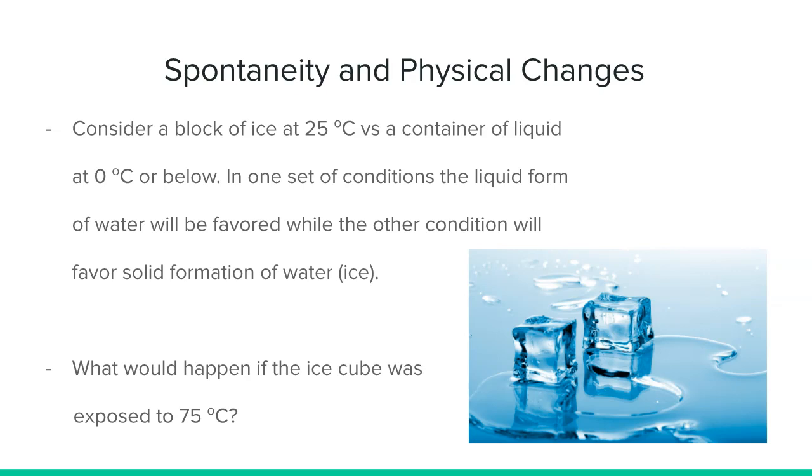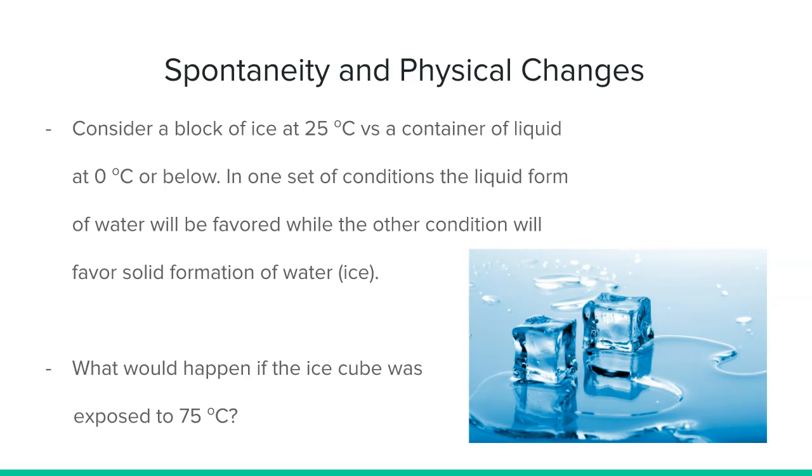And you can easily see or imagine how spontaneity is going to be reliant on the current state of the system. So in one case, the solid to liquid transition will occur spontaneously. That's going to be at our warmer temperature. And then in the other case, with the lower temperature, we're going to expect a spontaneous shift from a liquid to a solid. So we would go through that freezing process.